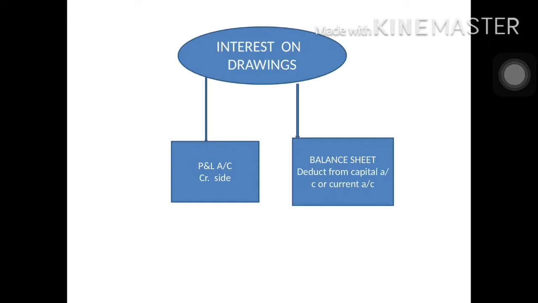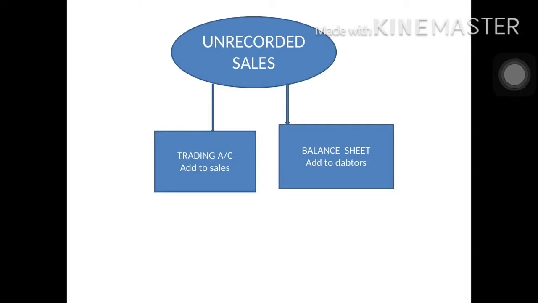Next is interest on drawings. All of you know what is drawings, what is interest on drawings. Now interest on drawings is income of the partnership firm, it is not an expense. So profit and loss account credit side. And in the balance sheet, on the debit side of the capital account, you have to write interest on drawings. So deduct from capital account or current account and show the balance in the balance sheet liability side.